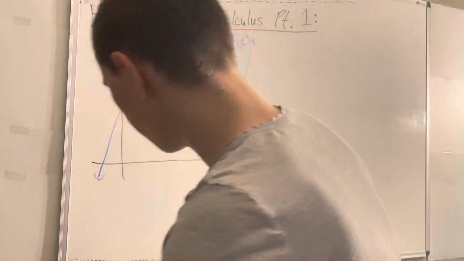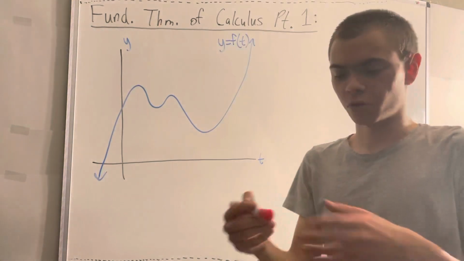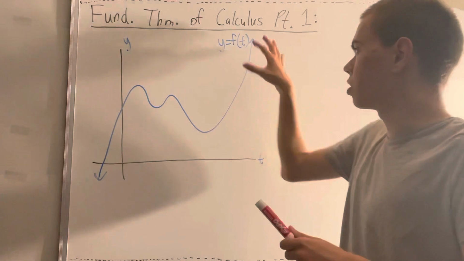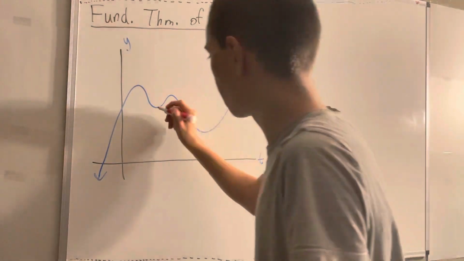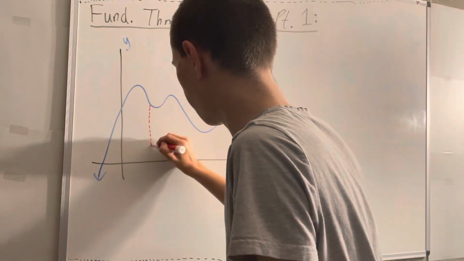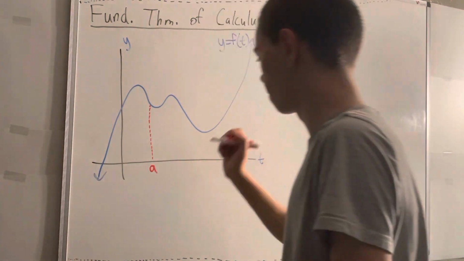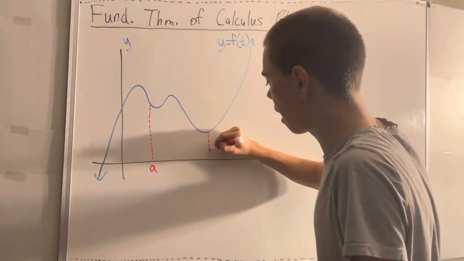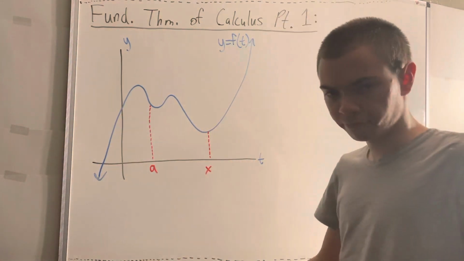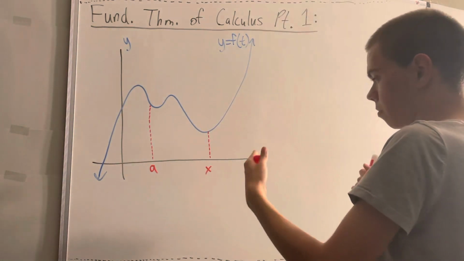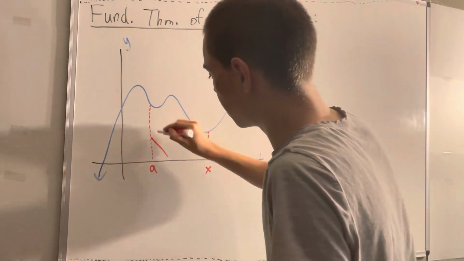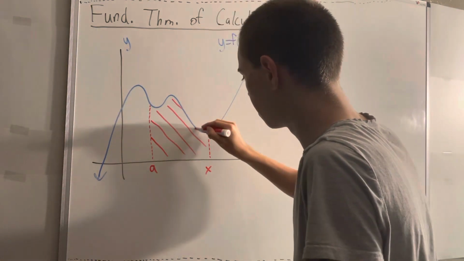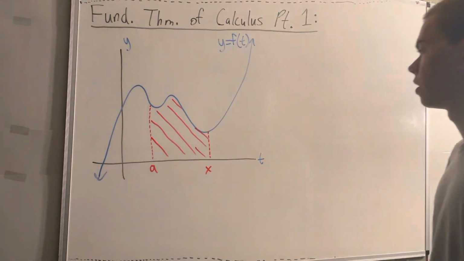Now, we already understand the idea of an integral. It's pretty much just the area underneath the curve. And so we're going to say we're finding the area underneath the curve of this function from a, from this value a to some value x. Okay, so the area underneath the curve would pretty much be this area right here.